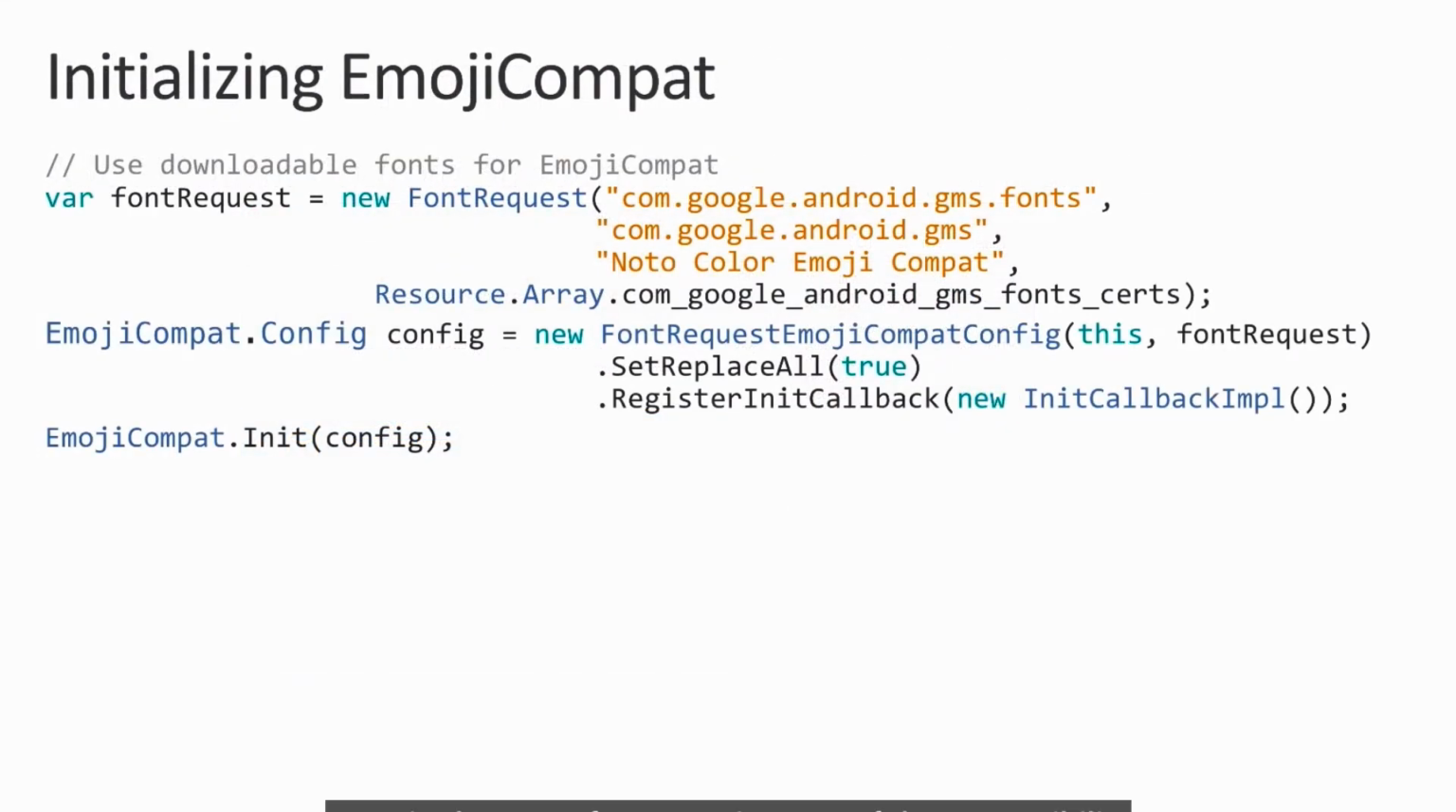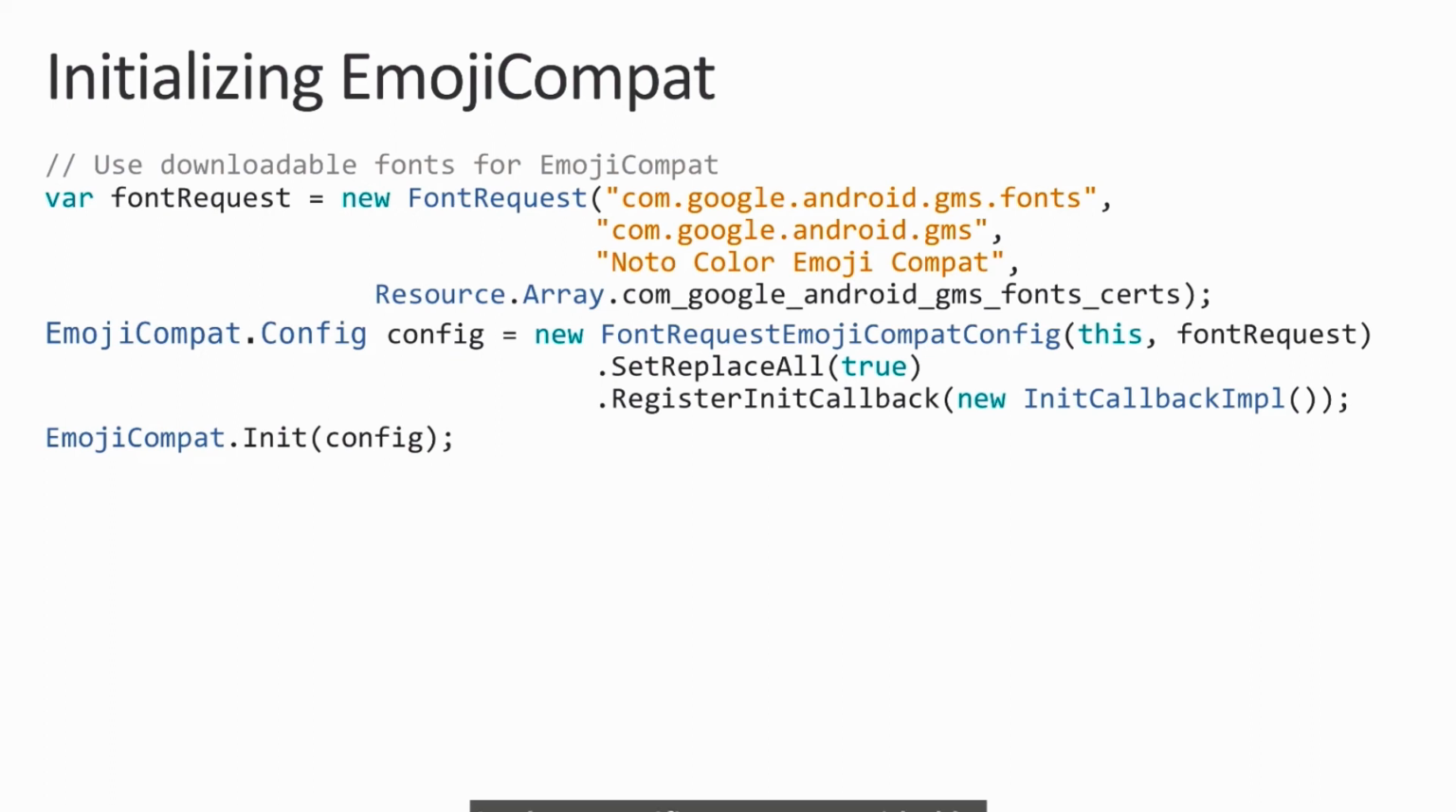Now, in the case of you're using one of the compatibility libraries there, the emoji support compat or the bundled, it is necessary to initialize the emoji compat library so that it can download the emojis for you. And we're kind of showing the code here. So we have the font request. We new that up, and this is the font authority, font provider, the query string, and the certificates that you will need to make that request.